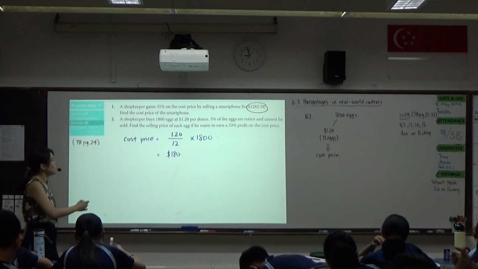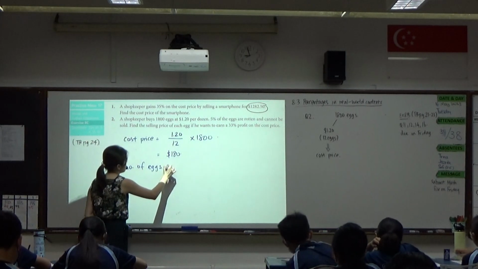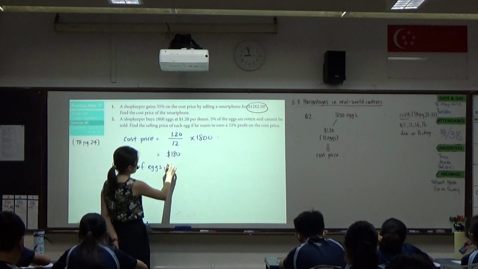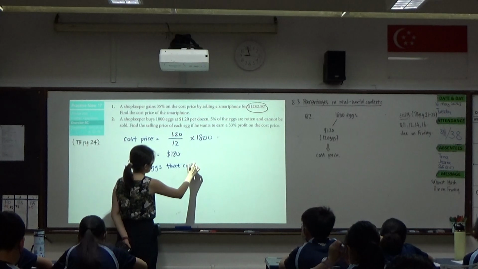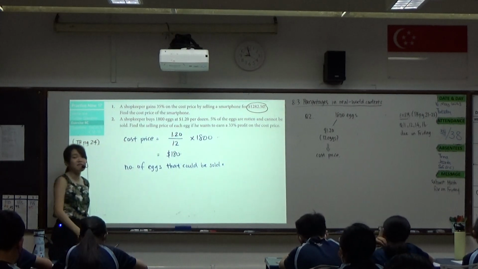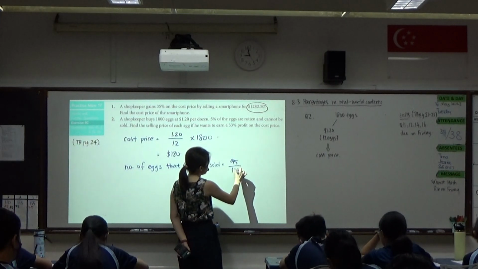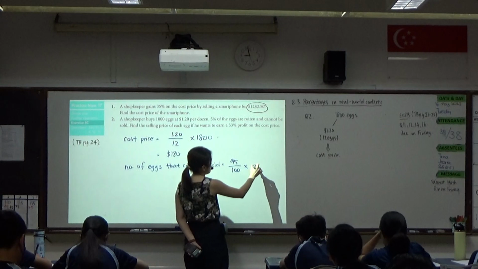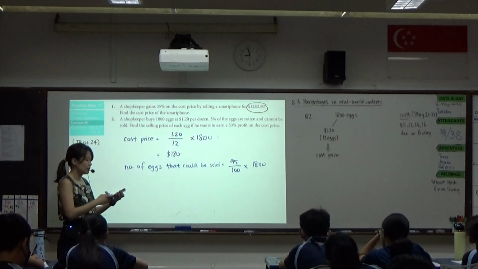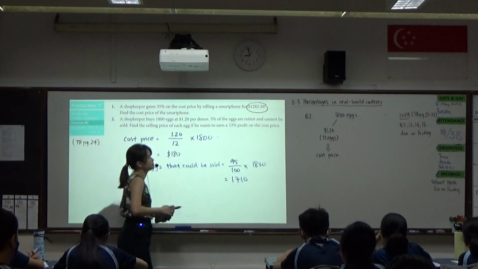The number of eggs that would be sold will be 95% of the eggs. So we find the number of eggs first. 95% of your 1,800, you will get 1710 eggs.